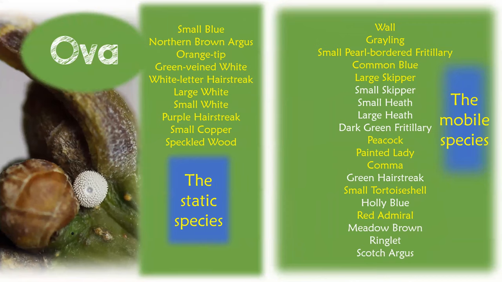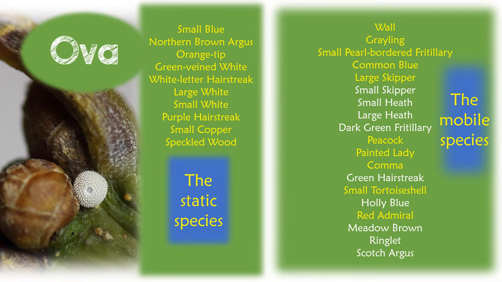On to this list. I have a few lists to introduce through each section. We will look briefly at a few examples before going a bit more in depth, starting with ova, the egg. This list is split between static and mobile species. This is a personal list, you must remember, and it may be different for others.